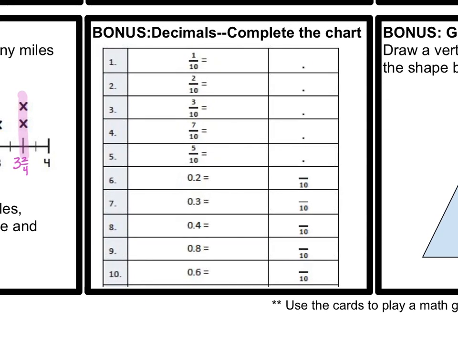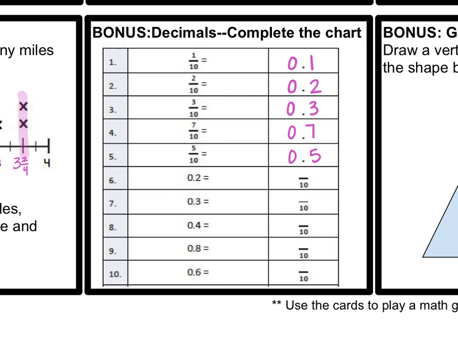Oh man, you guys, this is so easy. We've been talking about this place value chart and the tenths and how to look at that in fractions and decimals. So I'm going to go through this pretty quickly. 1/10 is going to be the same thing as 0 whole numbers and a 1 in the tenths place. 2/10 is going to be the same thing as 0 whole numbers and a 2 in the tenths place. 3/10 is going to be 0 wholes, 3 in the tenths place. 7/10 is going to be 0 whole numbers and a 7 in the tenths place. 5/10 is going to be 0 whole numbers and a 5 in the tenths place.